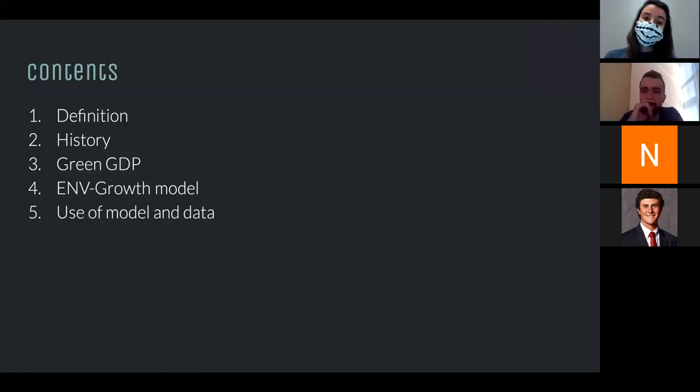So as mentioned previously, we are going to start by defining environmental economic modeling. We're going to go through the history of environmental economics, explain concepts such as green GDP and the ENV growth model, and then highlight 3 different countries who are incorporating environmental economics into their legislative decision-making.